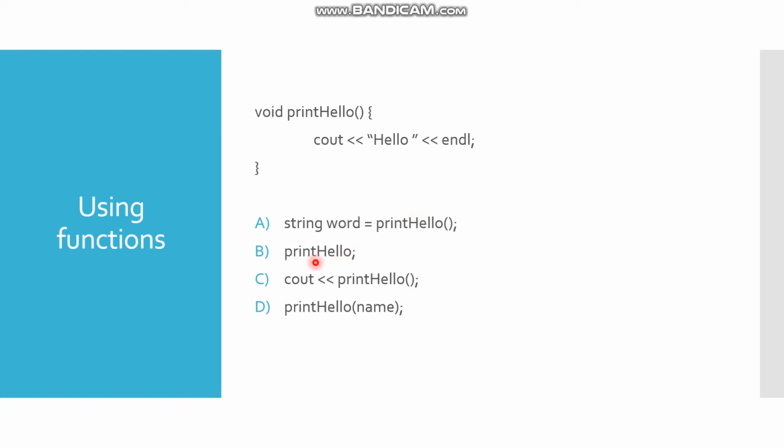In this case, this is not a function call because it's missing the parentheses. For C, it's the same issue as A. There's nothing being returned, so there's nothing that we could cout. And for D, it has an extra name argument over here. So if we are actually intending to call this function, this would not work because it does not match up with the function signature that we have here. So all of these would not work as we intended.